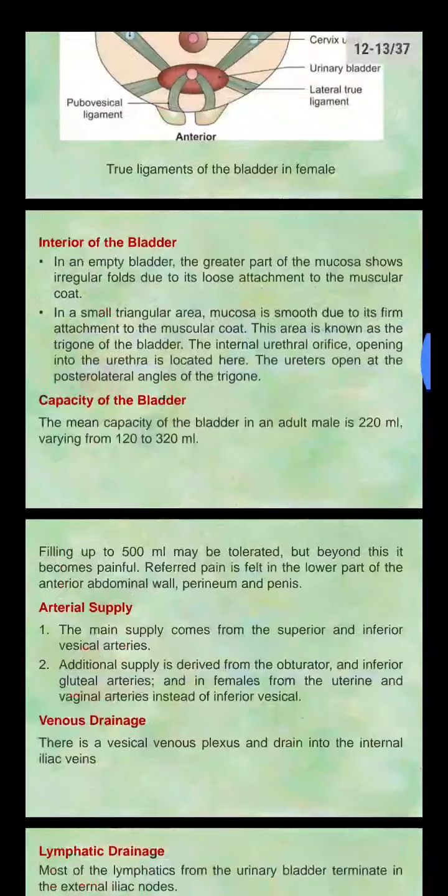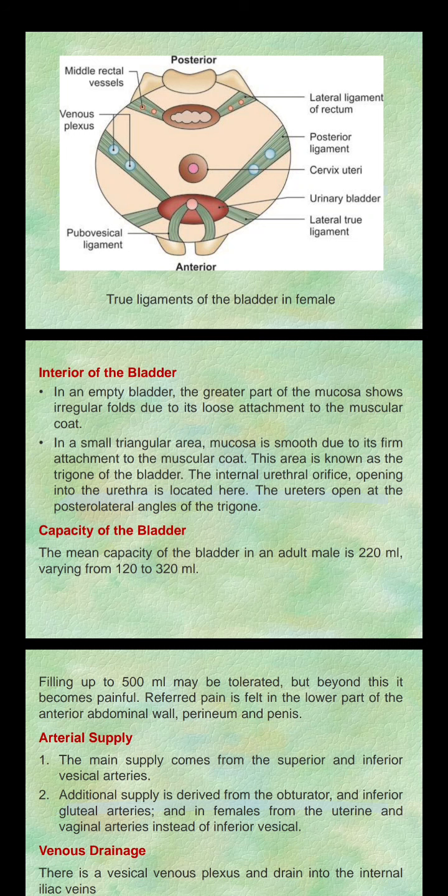This is known as the trigone of the bladder. The internal urethral orifice opening into the urethra is located here. The ureter opens at the posterior lateral angle of the trigone. So in this trigone only, the ureters come and get attached. They open in this particular area.